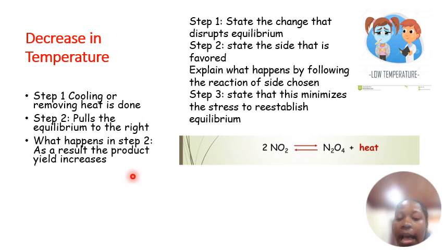I also want you to take note that the concentration of N2O4 is also going to be increasing. This is the side that's favored, and on this side NO2 is going to be combining to produce more N2O4 and heat. Keeping in mind again that the right side is referred to as the exothermic side, meaning heat is being released on this side, and the left side is referred to as the endothermic side because heat is being absorbed by that reaction. So we call it the endothermic reaction. Okay, so that is it for temperature.